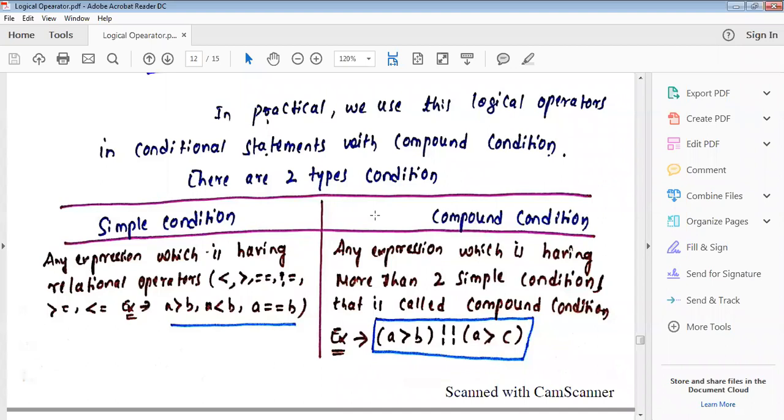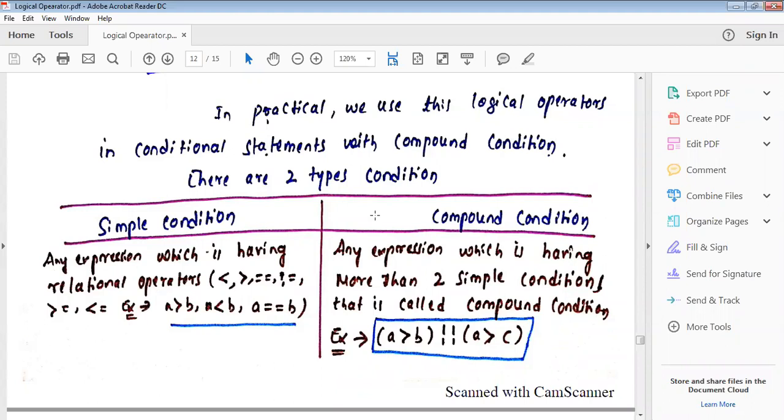C is equal to 0 is another simple condition. If we are having more than two simple conditions, then it is called a compound condition.